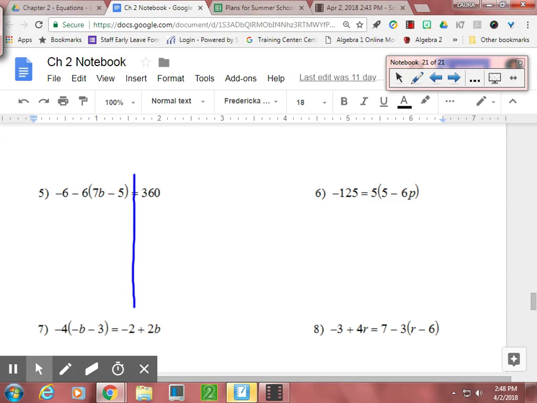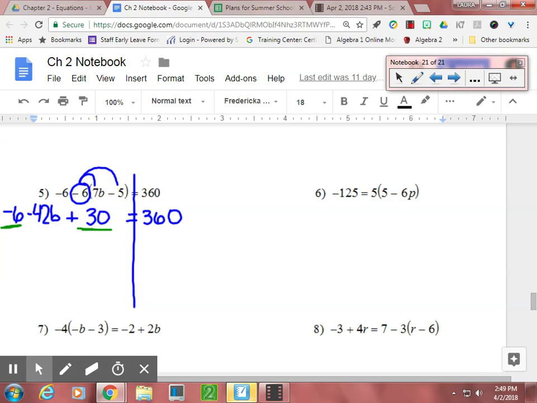Okay, so I'm going to go ahead and draw my line. So I have this negative 6 that I have to distribute. So I have negative 6 minus 42b plus 30 equals 360. So before I can go any further, I have to look and see, do I have any like terms I can combine?